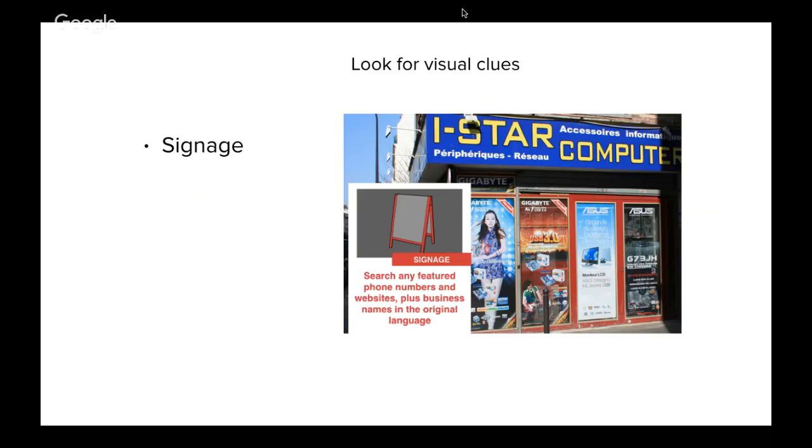Number one, signs. Street signs, shop signs, any kind of signs which have text, and it might be in another language. That's something which makes Google Translate very useful, or other online translating services, of course. But if there are signs in a picture, you can search for any phone numbers that might be on there, any websites, the name of the business, and always search for it in the original language. So signs are a really big part of helpful information that you can search for in a picture or video.